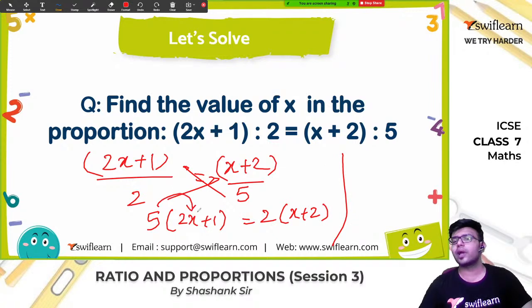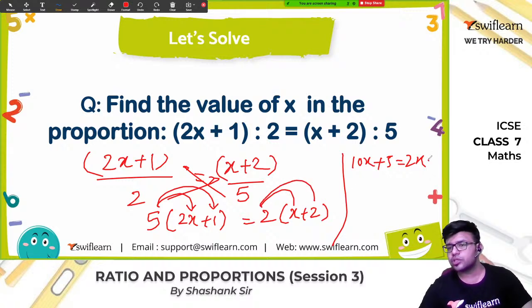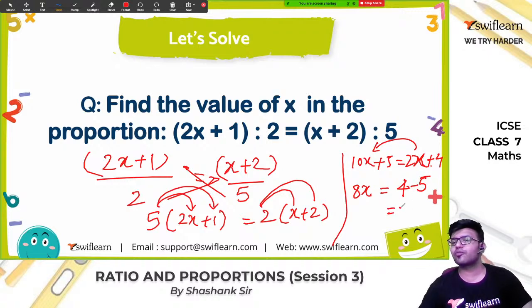How much is 5 times 2x? 10x. How much is 5 times 1? Plus 5 is equal to 2 times x is 2x and 2 times 2 is 4. Now take 2x this side, 10x minus 2x. How much is that? 10x minus 2x is 8x. And here we have 4 minus 5. How much is 4 minus 5? 4 minus 5 is minus 1. 8x is minus 1, so x is minus 1 by 8. So the value of x is minus 1 by 8, guys.